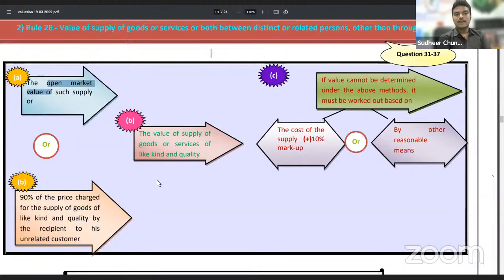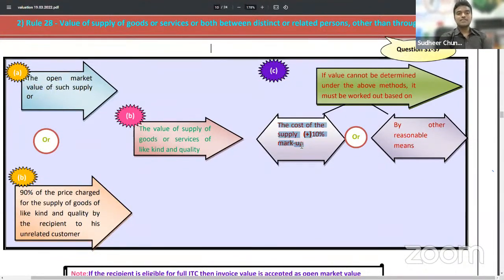That was completed already. Here, if you see, cost of supply plus 10% markup. Cost of the supply. Sir, this point B is nothing but 90% of like kind and quality or the open market value, which has already been considered. If this is not available, then cost plus 10%. Sir, if the cost calculation is also not available, then any other reasonable means, that means best judgment assessment, the officer will determine the value on his own.